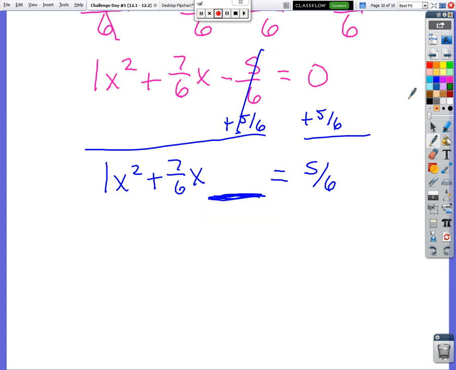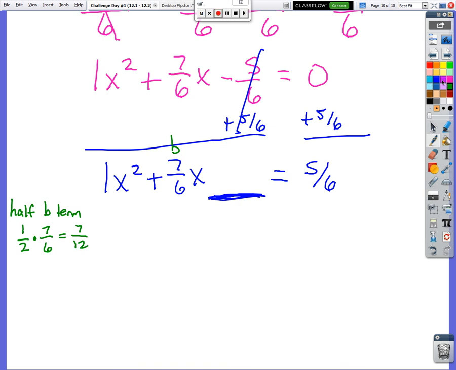Next step was to take half the b term. So I'm going to write this out off here to the side. Half the b term. Well, the b term is 7/6. We need to take half of it. Now, instead of dividing it by 2, let's multiply it by half because it's already a fraction. So dividing by 2 and multiplying by half does the same thing. So half of the b term, 7/6, is 7/12.